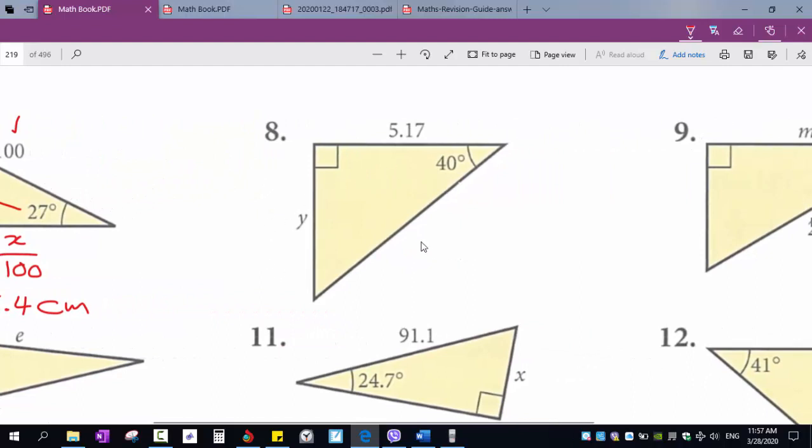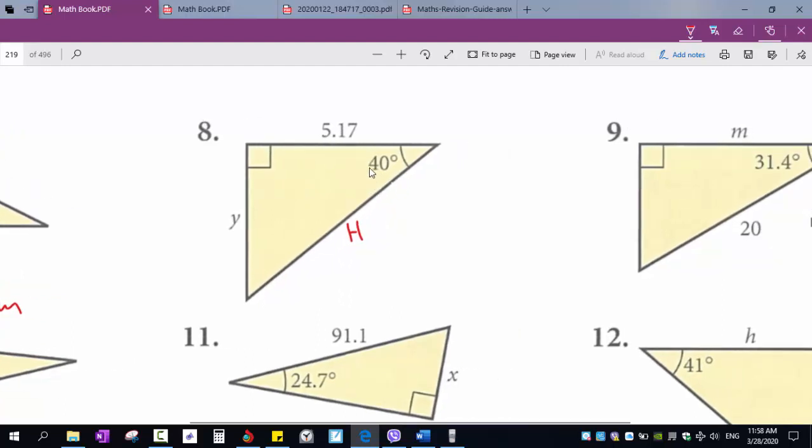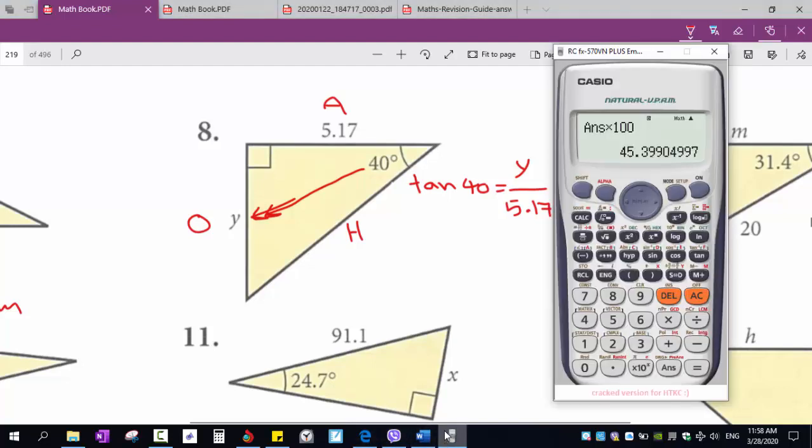Question 8. Can we use sine? No, because hypotenuse is not given. Can we use cosine? No, because hypotenuse is not given. So it means we have to use tan. Tan of 40 is equal to the opposite over the adjacent. Tan of 40 is equal to the opposite is y over the adjacent, 5.17. How do we know it's the opposite? Because look, it's opposite the angle, and this side is next to the angle, which is adjacent, and this is opposite.